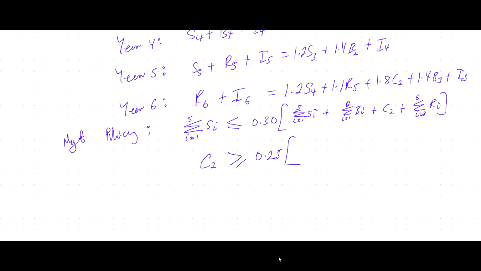So again, summation I is equal to 1 to 5 for XI, plus I is equal to 1 for BI, C2, I is equal to 5, 6, right? So this is the problem. Which other one do you have?